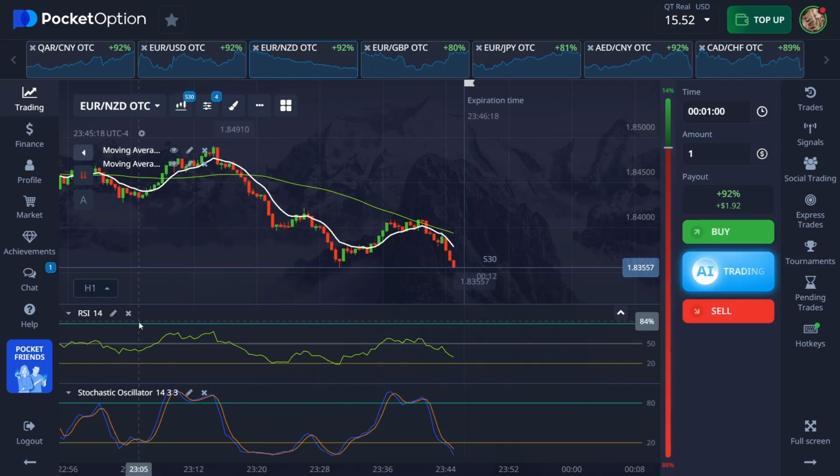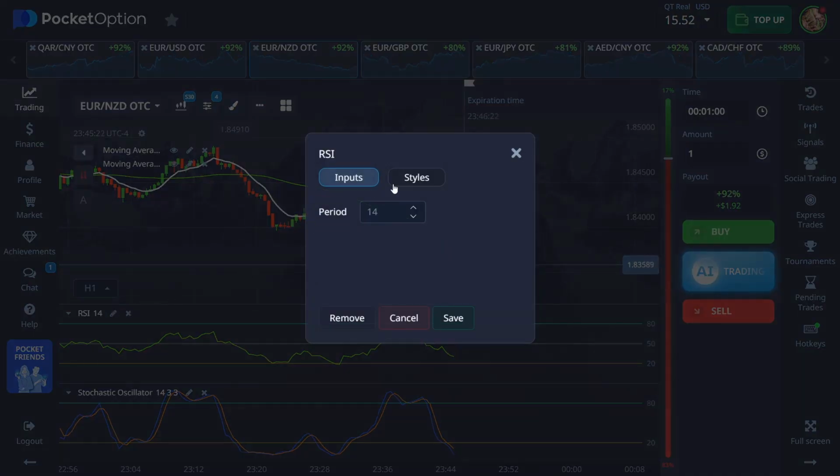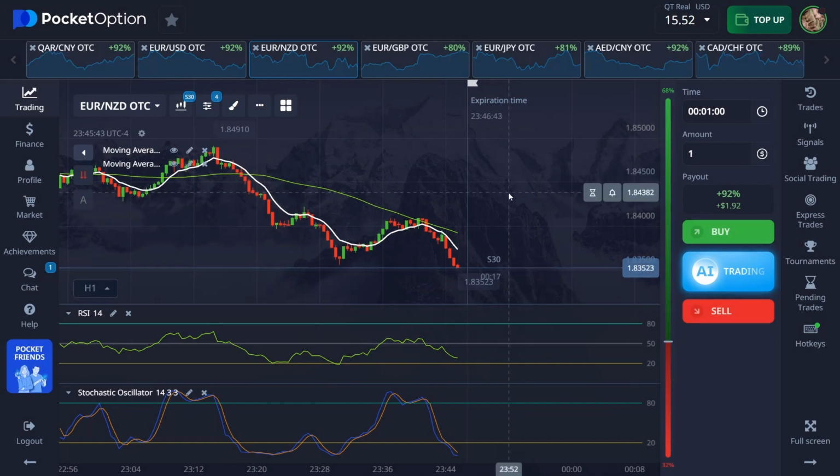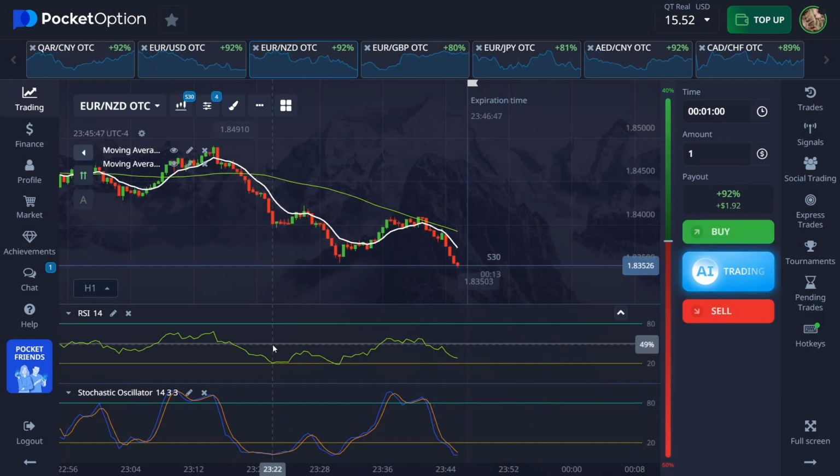Now these settings, you can change them yourself and put them to whatever you like. On Pocket Option, you just have to go over here and change that to whatever you want. Sometimes we have traders that will change the upper line to 70 and the line at the bottom to 30. It all depends on your preference, and you can do the settings as you wish.